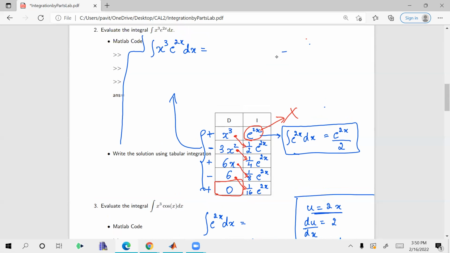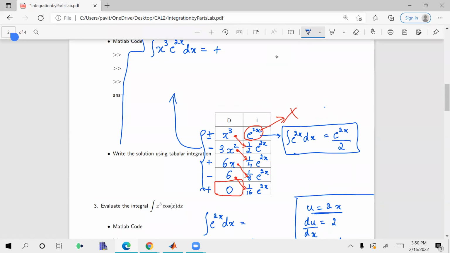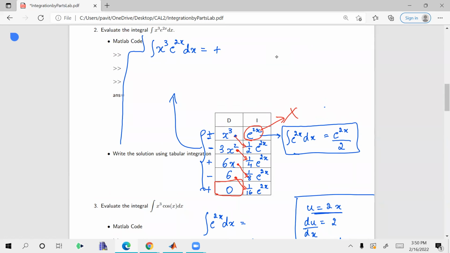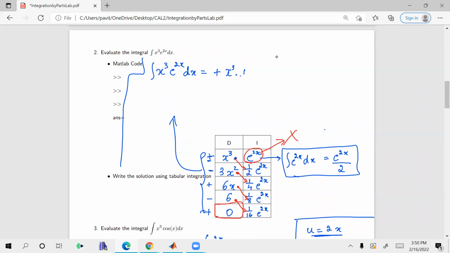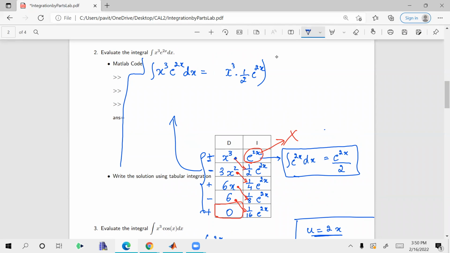Equal to, now as I said you're going to cross multiply, right? So first is a sign. What sign do we have here? Positive. And then we have x cubed. And I'm going to multiply this with half e to the power of 2x, because of cross multiplication. Positive outside.